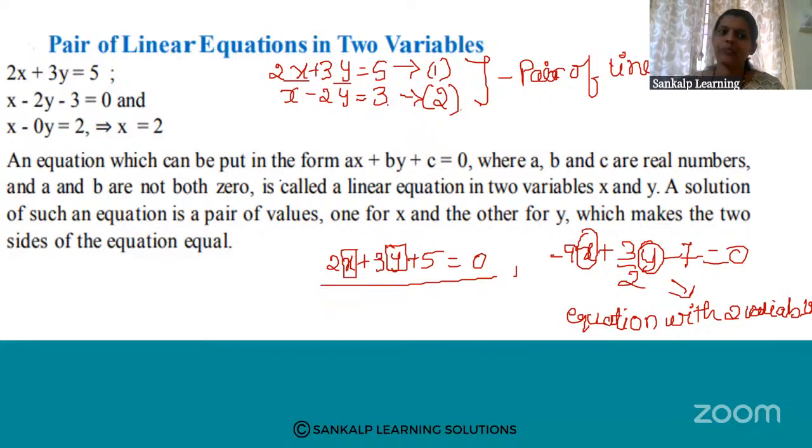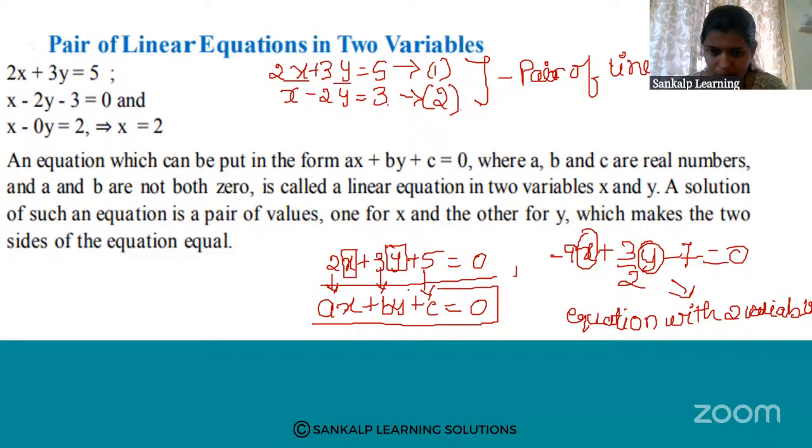Okay, next. An equation which can be put in the form ax plus by plus c equal to 0. What is the general form of a linear equation in two variables? See, if I write 2x plus 3y plus 5u is equal to 0, here I call 2 as a into x plus 3 as b into y plus this term is c is equal to 0. Therefore, ax plus by plus c is equal to 0 is the general form of a linear equation in two variables.